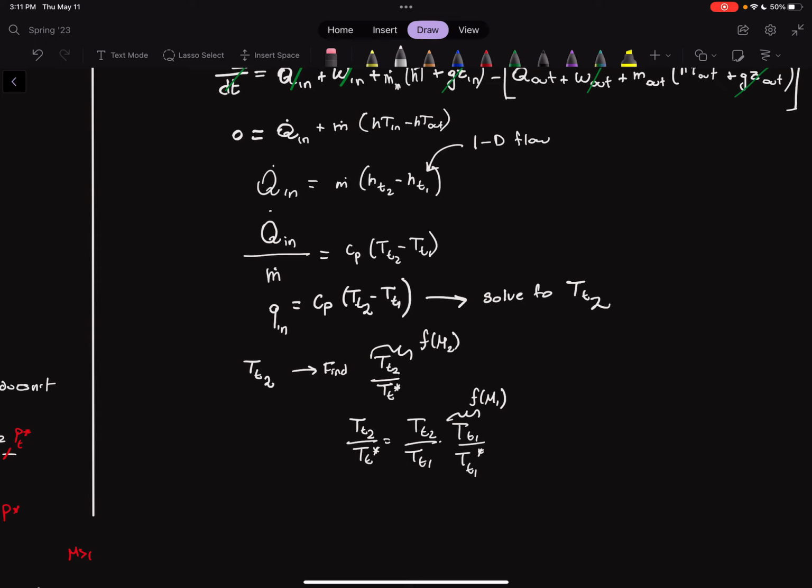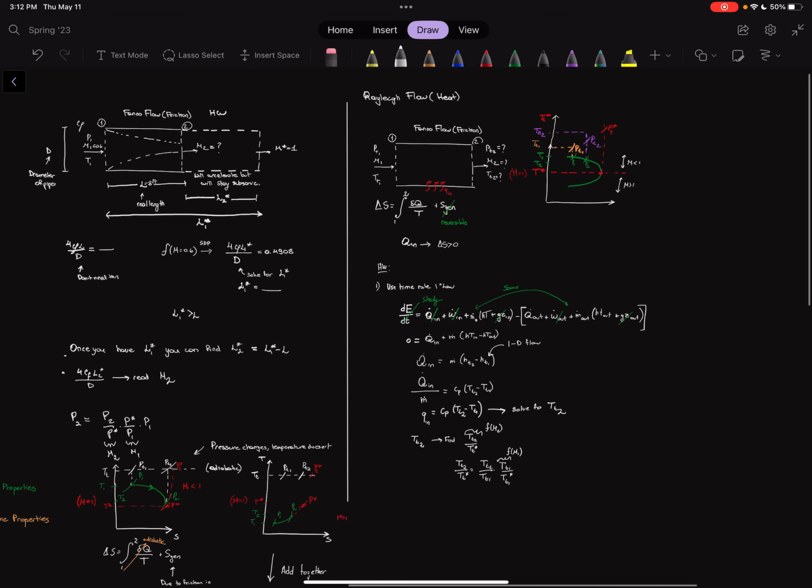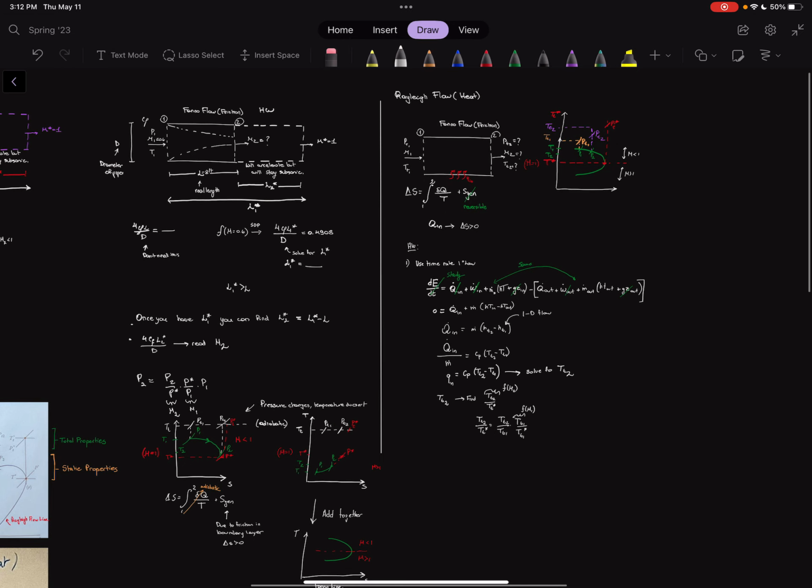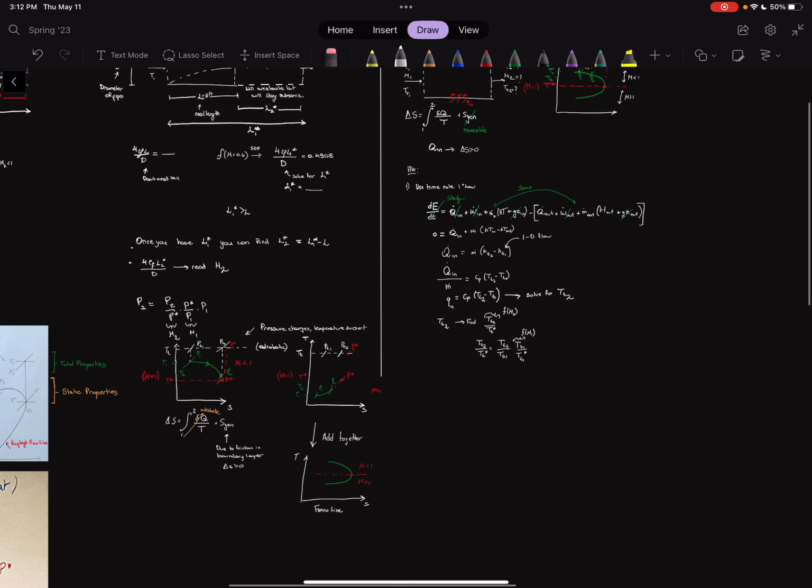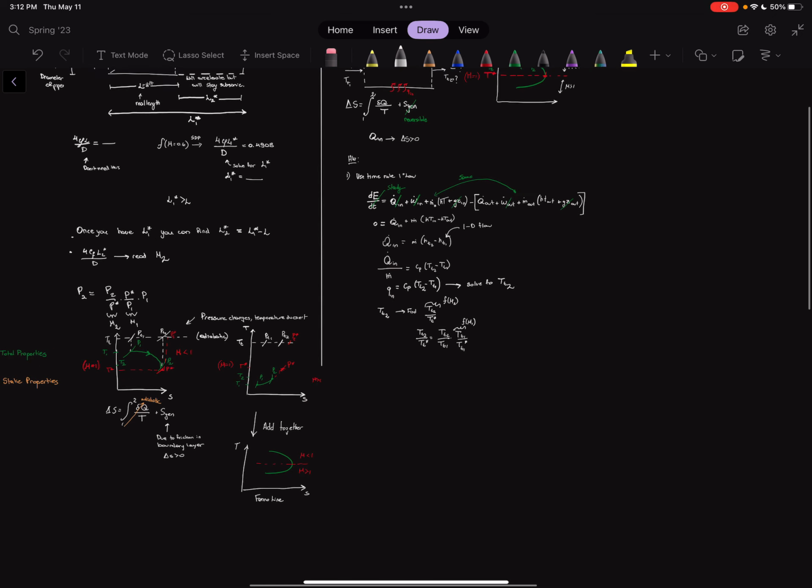Once you have TT2 over TT star, you look at the Rayleigh flow tables here. You have TT over TT star, and you look for the closest one to this to get M2. It would be higher than M1, because when you heat, you accelerate. And that's all the theory for Rayleigh. Same for PT2 over PT star, same principle.